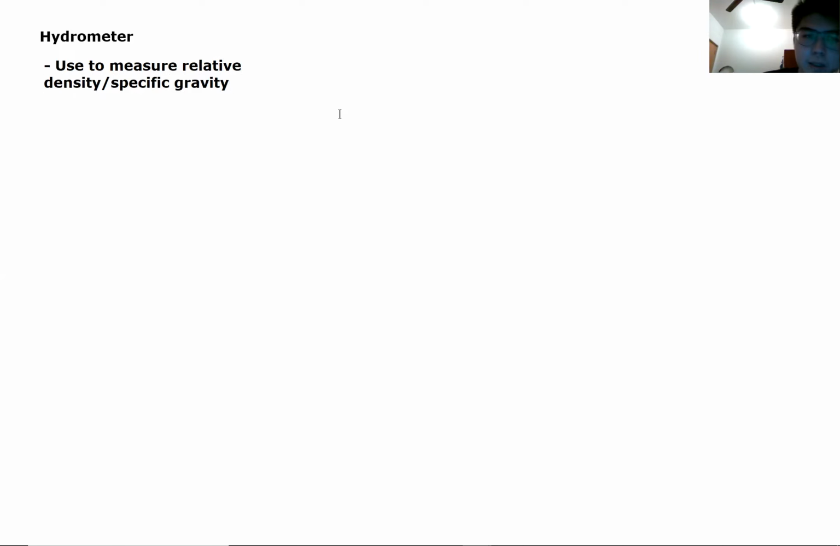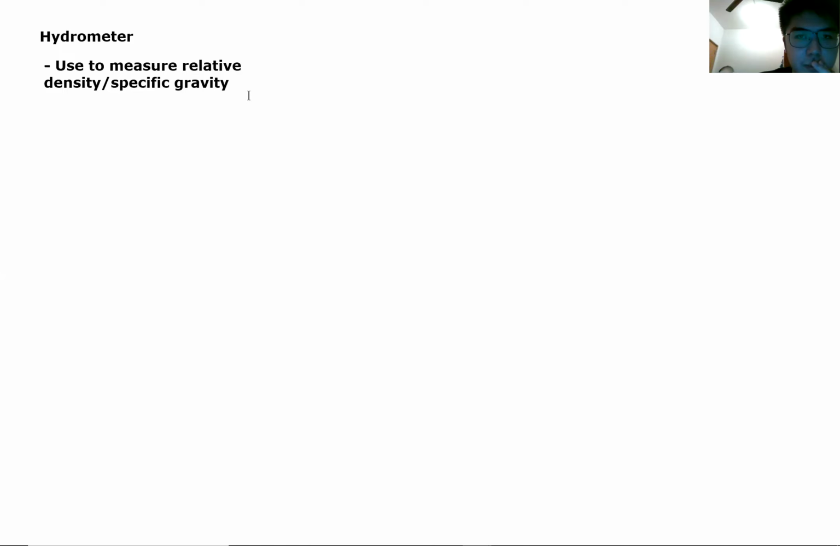Okay, so relative density. What does it mean? Relative means in comparison to. We are comparing the density of the substance that we want to measure to the density of water. Meaning that we use water as the reference.